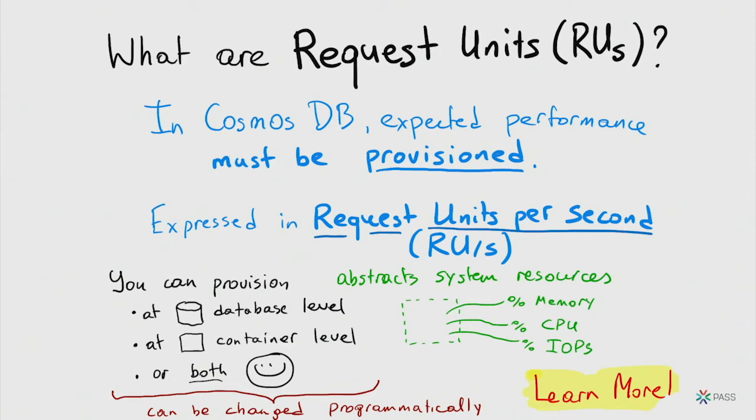You've got to provision for your RUs. This is what performance I'm expecting to be able to get for number of reads or writes per second. And this is kind of the cost of that, depending on the size of the document. As I said earlier, you can define that at the database or at the container level, or a combination of those.